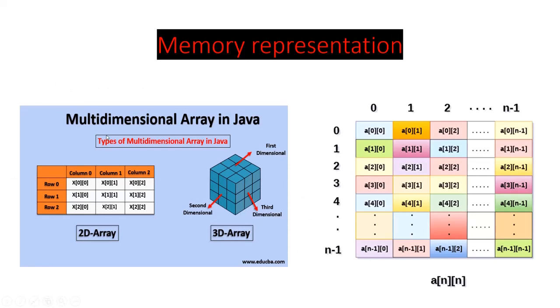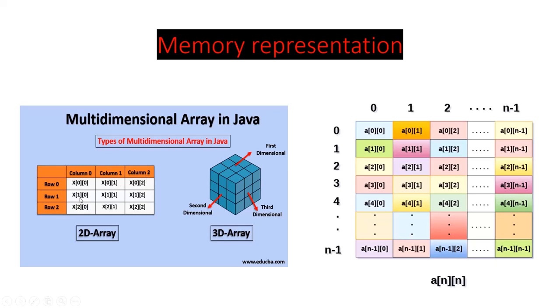Memory representation of multi-dimensional array. In a two-dimensional array, the memory representation will be in rows and columns. Here x[0][0]: the first 0 indicates the row and the second 0 indicates the column 0. Here x[0][1], where 0 indicates row 0 and 1 indicates column 1. Like that, x[0][2], where 0 indicates row 0 and 2 indicates the second column.